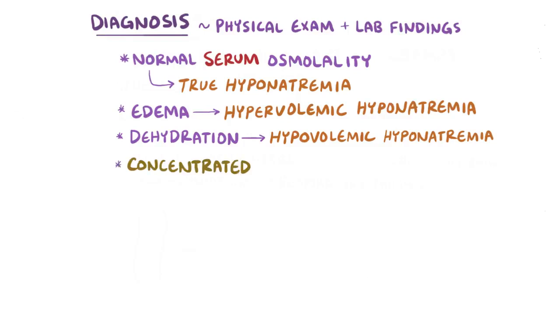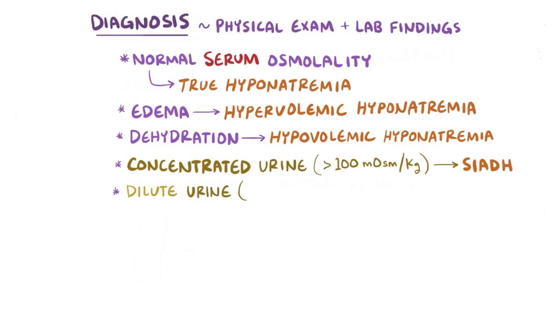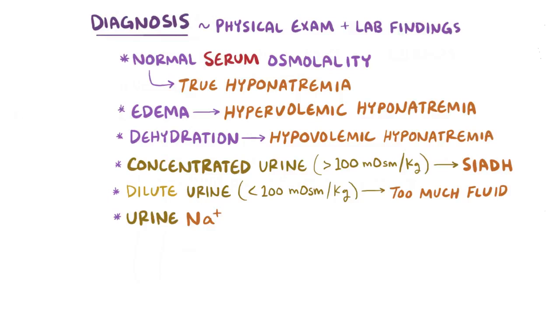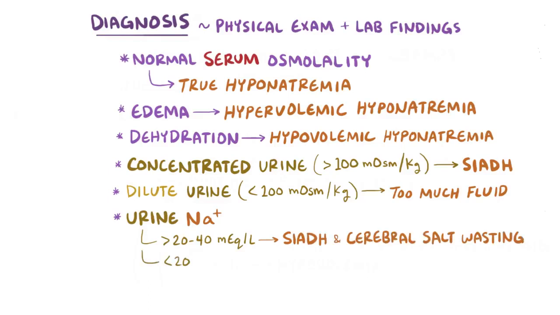If the urine osmolality is really concentrated, greater than 100 milliosmoles per kilogram, then the problem might be SIADH. On the other hand, if the urine osmolality is dilute, less than 100 milliosmoles per kilogram, then the problem might be due to taking in too much fluid. The urinary sodium concentration can also be helpful, with greater than 20 to 40 milliequivalents per liter suggesting SIADH and cerebral salt wasting, and less than 20 milliequivalents per liter suggesting hypovolemia.